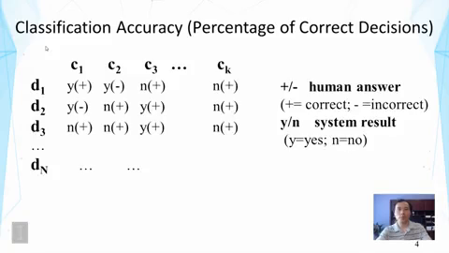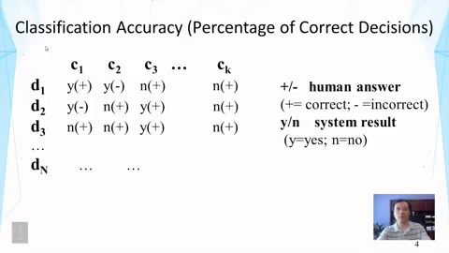So the first measure that we will introduce is called classification accuracy, and this is basically to measure the percentage of correct decisions. So here you see that there are k categories denoted by C1 through CK, and there are n documents denoted by D1 through Dn. And for each pair of a category and a document, we can then look at the situation and see if the system has said yes to this pair, basically has assigned this category to this document, or no. So this is denoted by Y or N. That's the system's decision. And similarly, we can look at the human's decision also.